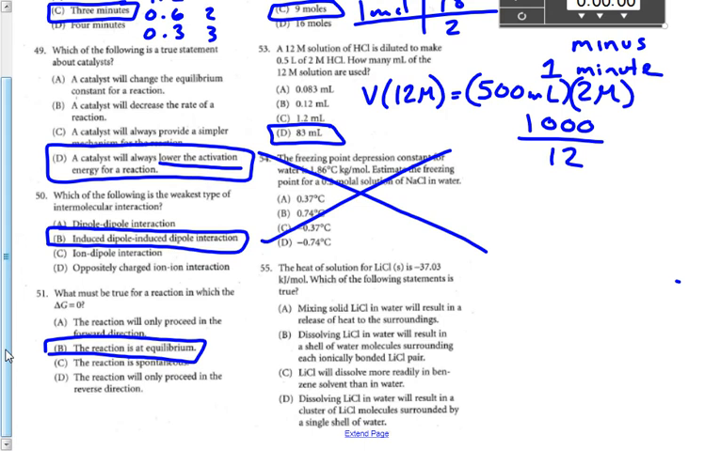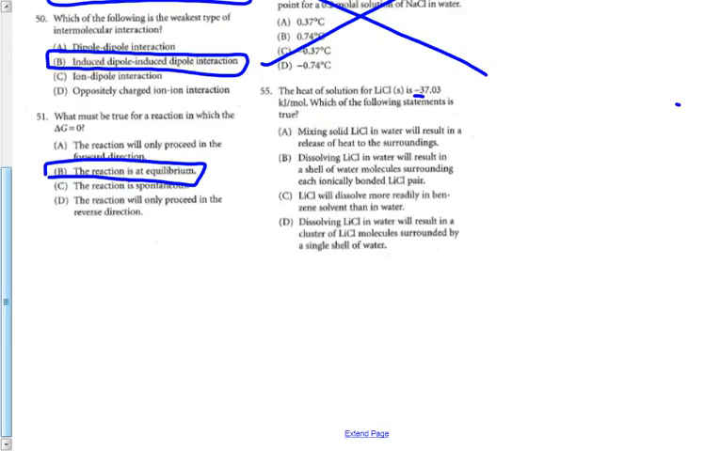The heat of solution for LiCl is negative 37.04. That means to make a solution, to dissolve it. Which of the following statements is true? If you read this, a lot of these are wrong. Like surrounding the molecule. Water doesn't surround the molecule. Water surrounds each ion separately. So it talks about that in almost every single one as a pair. But it releases heat. The negative. It releases heat. So that was A.